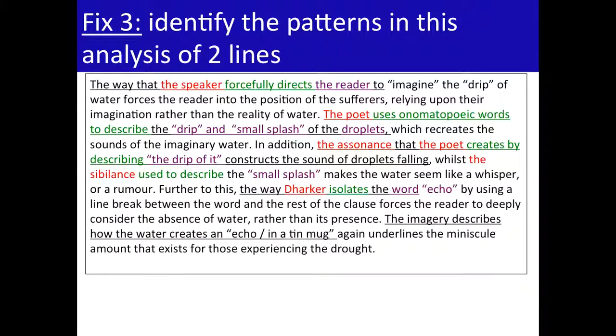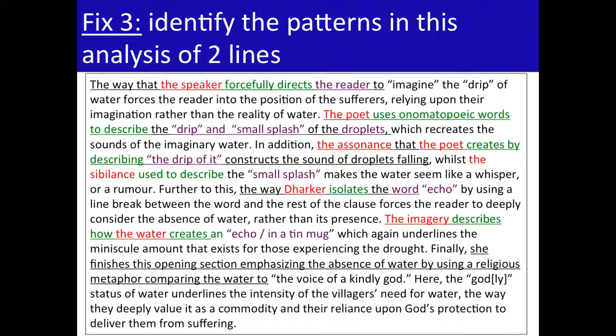Couple more. The imagery describes how the water creates an echo in a tin mug. Again, underlining the minuscule amount that exists for those experiencing the drought. So look at that phrase again. The imagery describes how the water creates an echo in a tin mug. So again, look, the embedded quotations are the object nouns in this sentence. Echo in a tin mug. They're noun phrases.